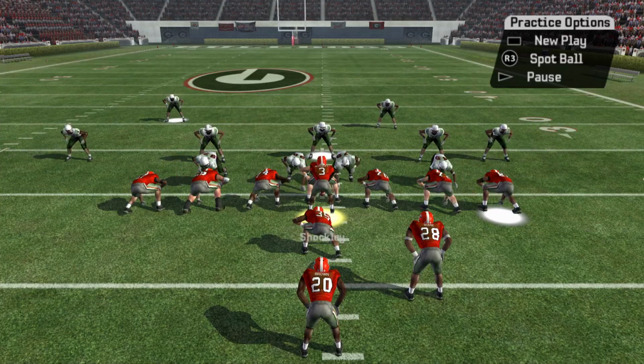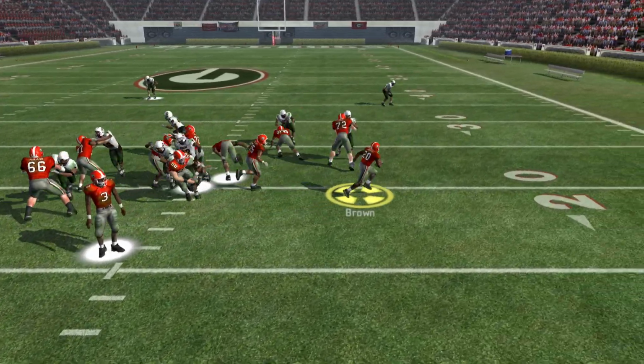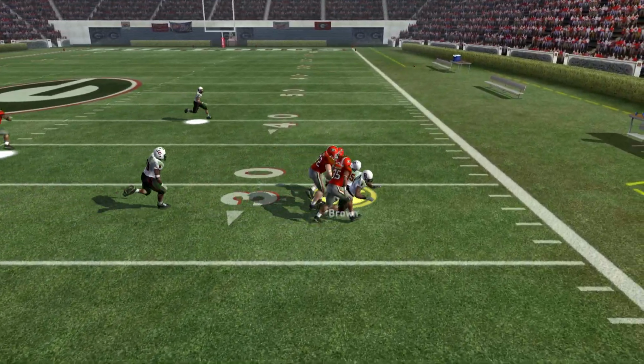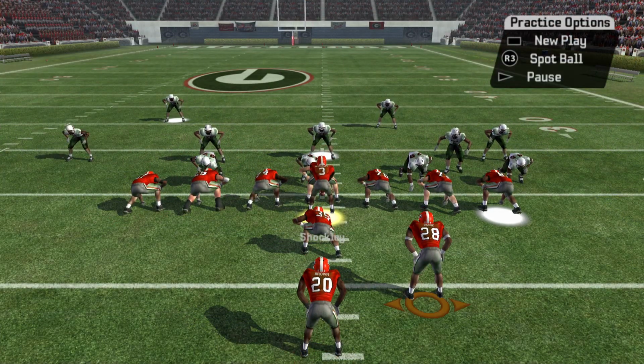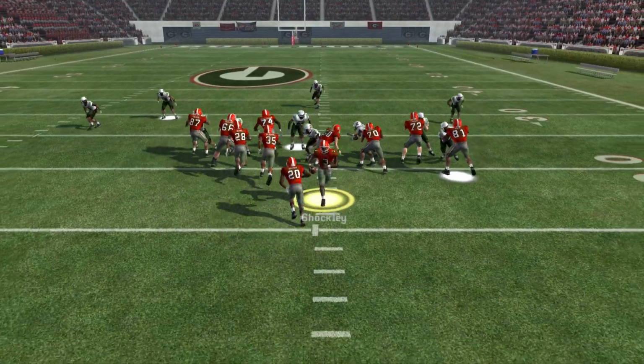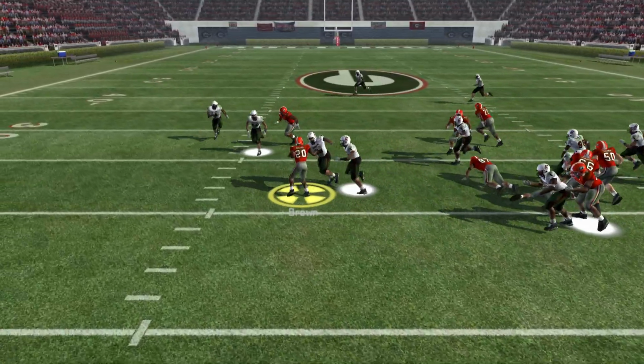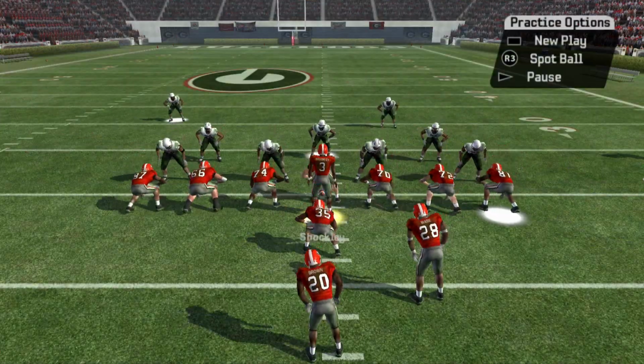Let's see if they're going to shift like that. We can stay here. Good blocking there. It's not a whole lot to say about this play. It's an ISO play. It's your most basic run play out there. Just got to follow your blocks. That's all you can do with it.